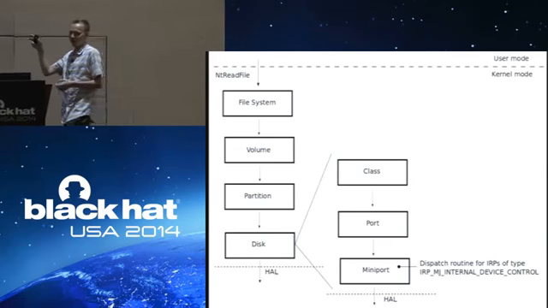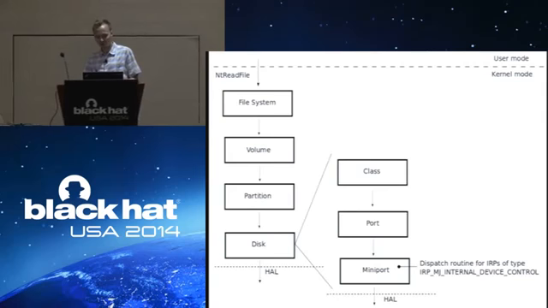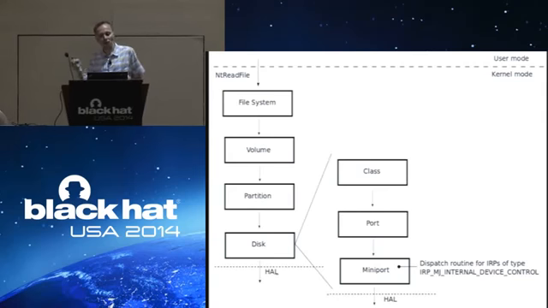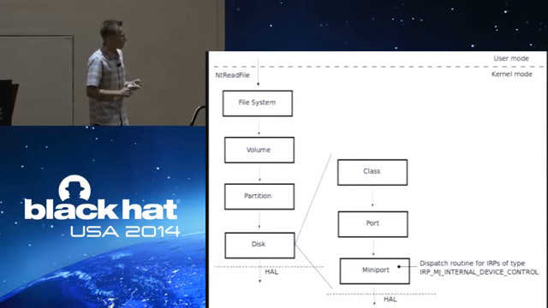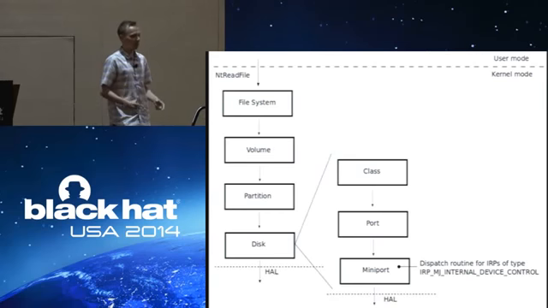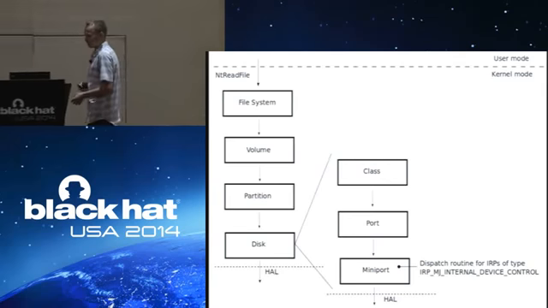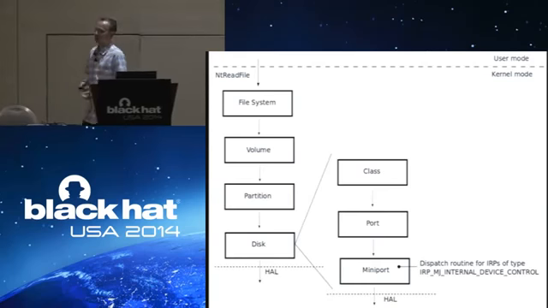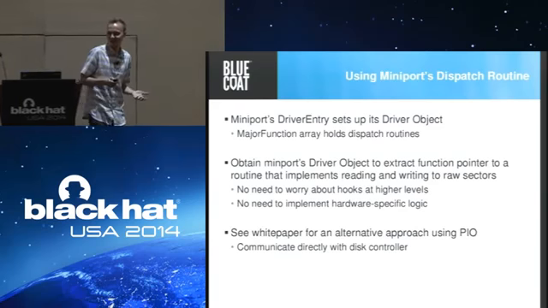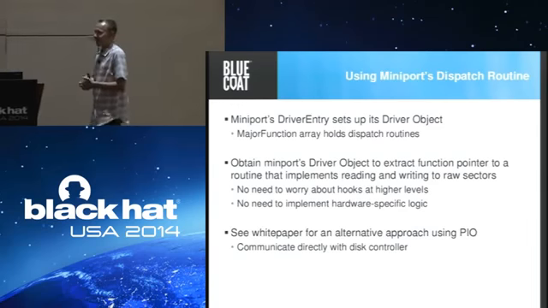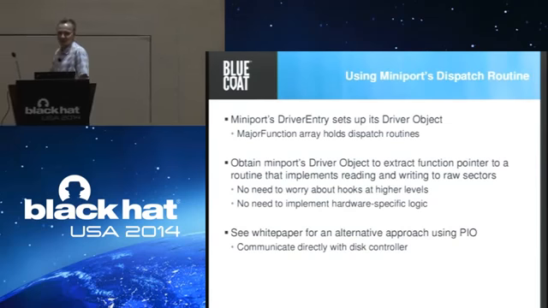Whenever the request is passed down, the I/O manager, which is part of the kernel, will call the dispatch routine set up by the miniport driver at load time. It will call the dispatch routine that is registered to handle IRPs of type internal device control. So instead of coding up everything ourselves, why don't we just use this? This is a really nice, cool routine to use, right?